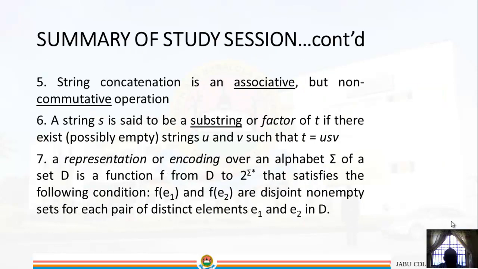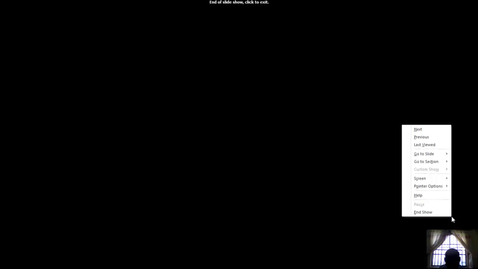Now, the summary of the study session. String concatenation is an associative but non-commutative operation. A string S is said to be a substring or factor of T if there exist possibly empty strings U and V such that T is equal to USV. And a representation or encoding over an alphabet E of a set D is a function f from D to 2^(E star) that satisfies the following condition.